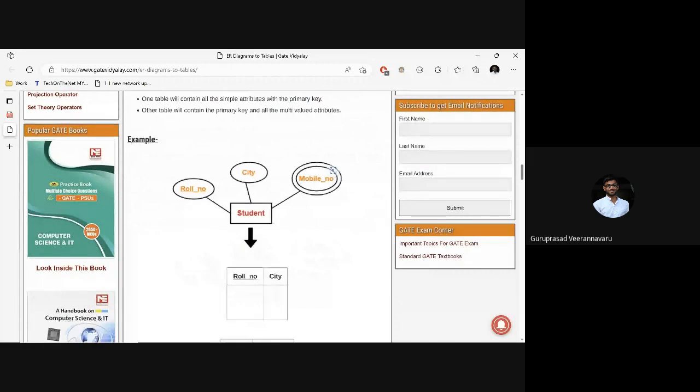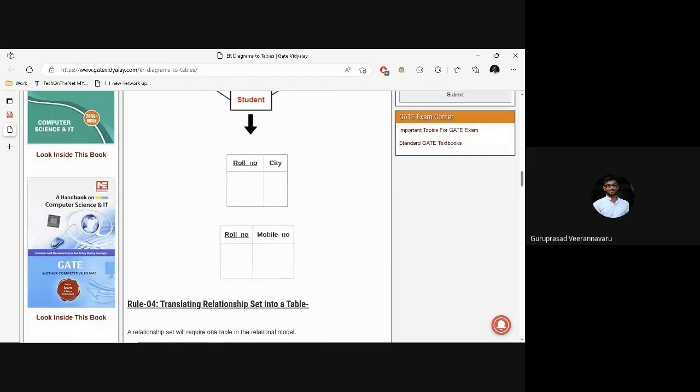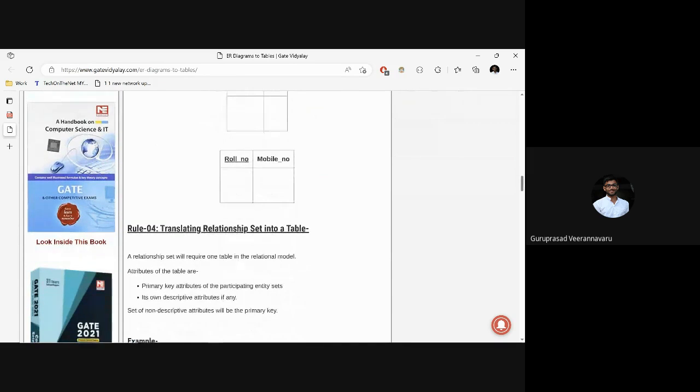So how will that be? This student has roll number and city as his main properties, but mobile number is a multi-valued property. So what we do is we create a separate table using the primary key and the multi-valued property. So it becomes roll number and mobile number. Here one student can have more than one mobile number together. Okay. Then whatever is the relationship, right?